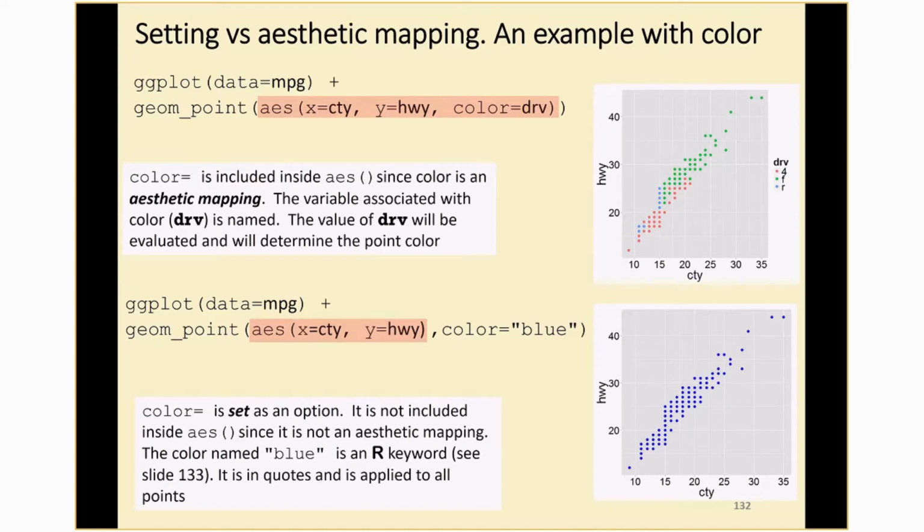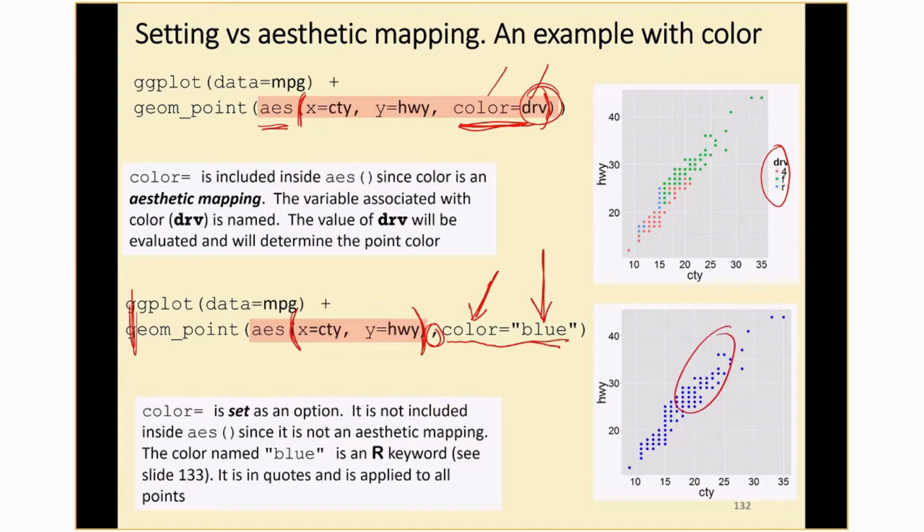In the first instance, here's our aesthetic mapping, and here's our open and close parenthesis of our aesthetic mapping. Within our aesthetic mapping, we've associated color with a variable, drive. There are 3 different drives, so we get these 3 different colors. Down here in this code, there's the beginning of our aesthetic mapping and the end of our aesthetic mapping. Outside of the aesthetic mapping, separated by a comma, the aesthetic color is now not associated with a variable anymore, but is given a particular value, blue, so all the markers are blue.